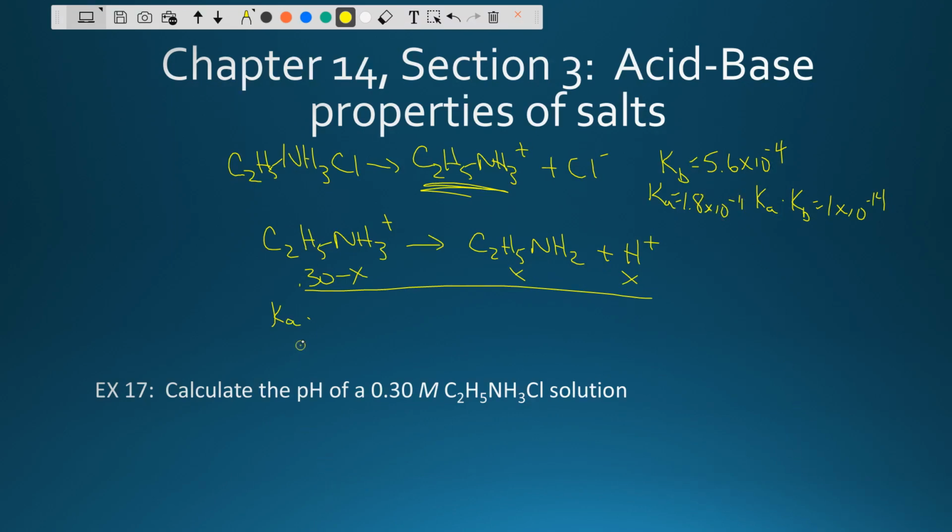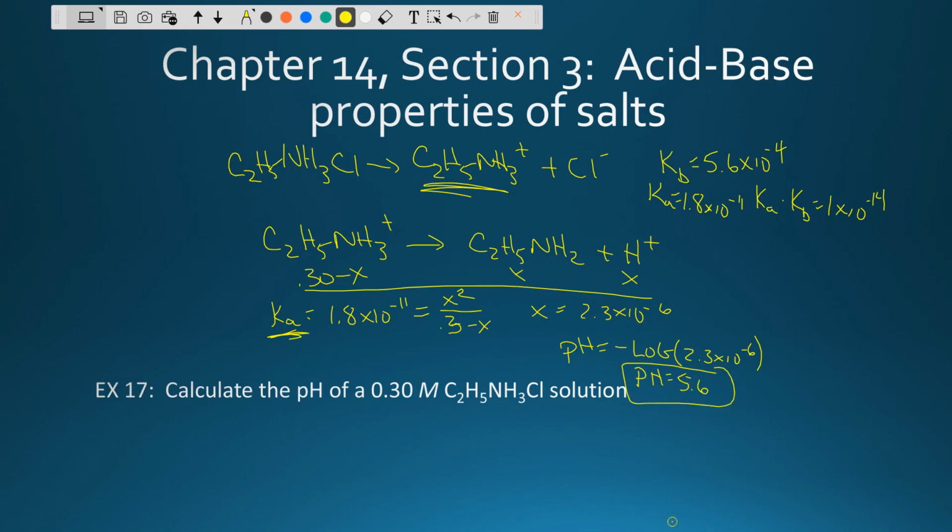Okay, so 1.8 times 10 to the -11, again, I just looked those values up, is going to be equal to x squared over 0.3 minus x. Okay, x ends up being 2.3 times 10 to the -6, and remember, that's a Ka value. Okay, so I'm good to go. My pH is going to be the negative log of 2.3 times 10 to the -6, and so my pH ends up being 5.6.